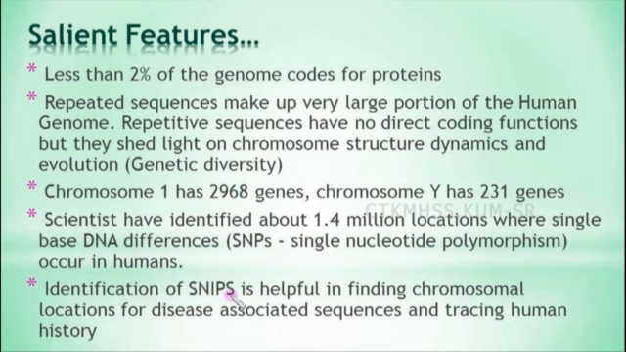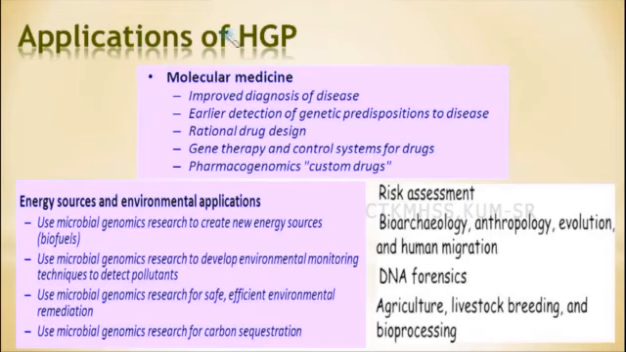This is called SNPs. Identification of SNPs is helpful in finding chromosomal locations for disease associated sequences and tracing human history. So single nucleotide polymorphism helps in identifying disease associated sequences and tracing human history, that is the evolution of human beings. Now see the applications of HGP.